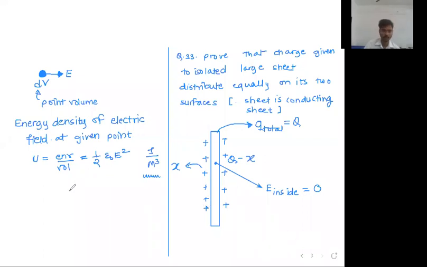Okay, let me write down the extra point here. This we have already done. If you have a charge sheet, let it be a conductor or insulator, what is the value of electric field at any point? This is an infinite plate or infinite sheet. So at any point, what is the value of electric field? It is, sir, q upon 2A epsilon 0.